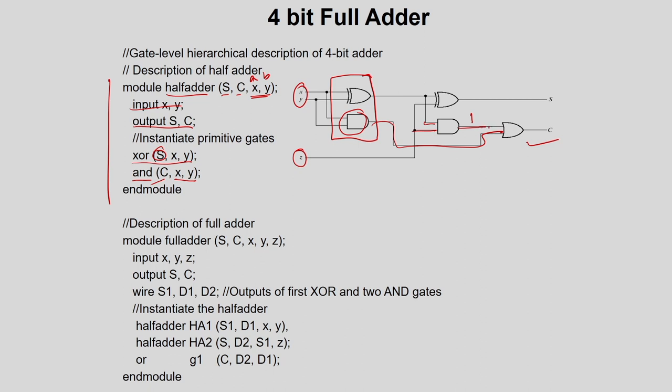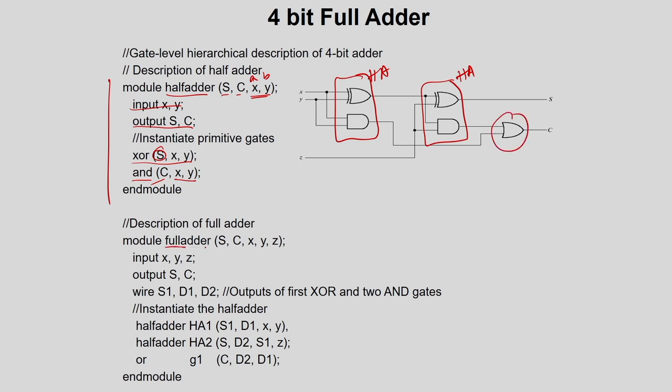So, in this case your output will be 1 when you have at least 2 ones among A, B, C. This is my A, this is B and this is my carry in. This is how I can develop my full adder. Now you see very nicely that this is nothing but one half adder and another half adder, although I developed them separately. To develop a full adder, I can instantiate two half adders and an OR gate, and that is enough, and that is exactly what I have done here.